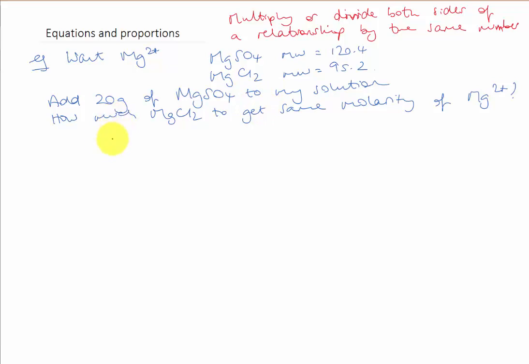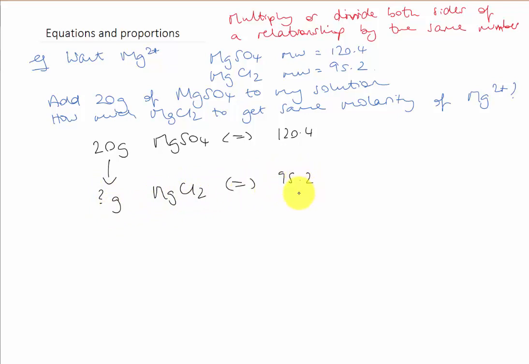So what I like to do is write out, so we have 20 grams of magnesium sulfate, and that is the molecular weight of 120.4, and then how many grams magnesium chloride, and that has a molecular weight of 95.2 grams. So here's the same idea. We're going to look at the proportion between the molecular weights and then go from there to the grams.